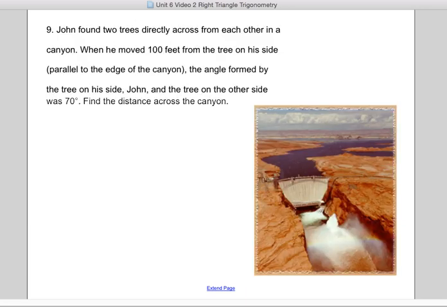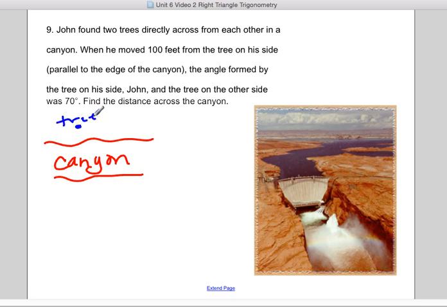Example 9. John found 2 trees directly across from each other in a canyon. Okay, so this is my canyon. John found 2 of them directly across from each other. So here's a tree, and here's a tree. When he moved 100 feet from the tree on his side, so we don't know what side he is, I'm just going to draw John here.